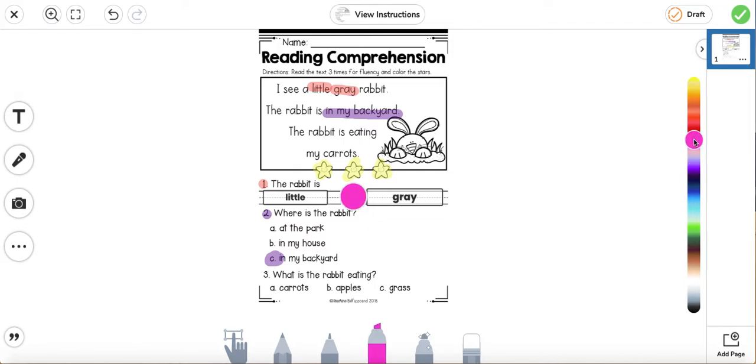Okay. Number 3, last one. What is the rabbit eating? A, carrots, B, apples, C, grass. If we go to the story, it tells us the rabbit is eating my carrots. Yes, carrots. Great job. Okay, next we're going to move on to math.